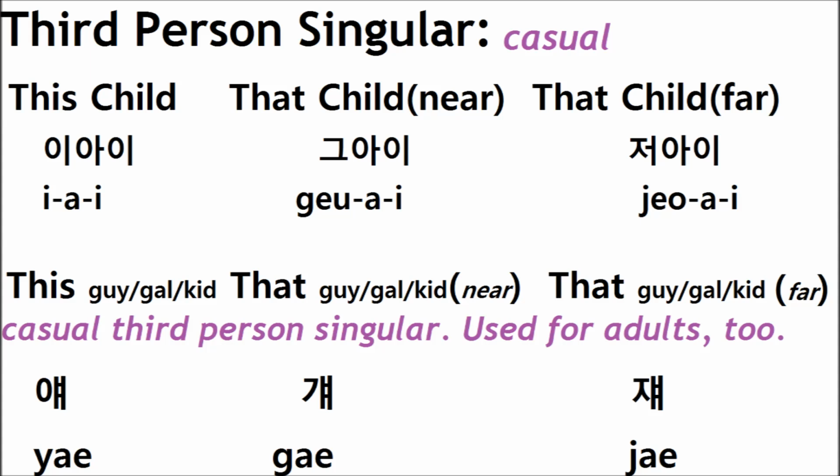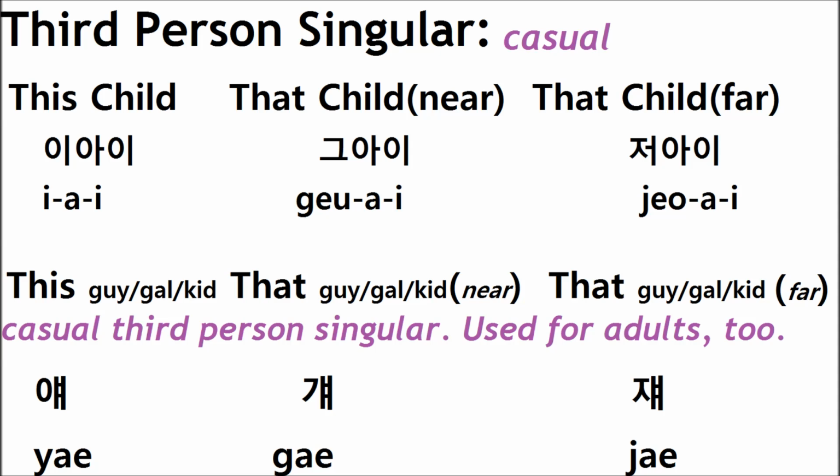Yae. This guy, or gal, or kid. Gae. That nearby guy, or gal, or kid. Jae. That far away guy, or gal, or kid. Gae and jae are written as gyae and jyae, but you know human nature. We like things to be easy. So when you're talking at normal speed, you pronounce them as gae and jae without the Y sound.